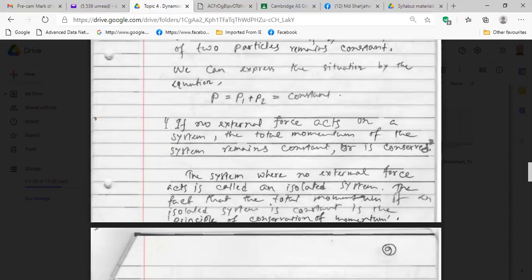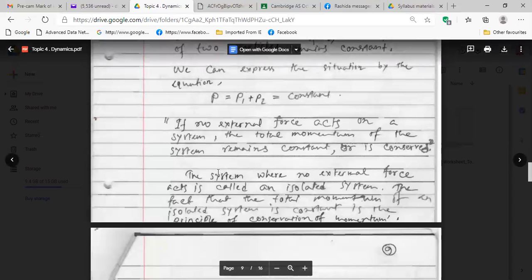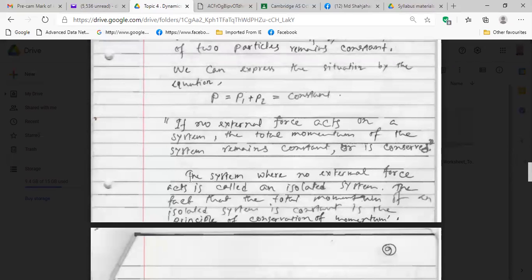After completing the statement part, then also write this part, which is very important. Which system is called an isolated system? The system where no external force acts is called an isolated system. Just write till this much; the other part you do not need because we already got that idea. The system where no external force acts is called an isolated system.